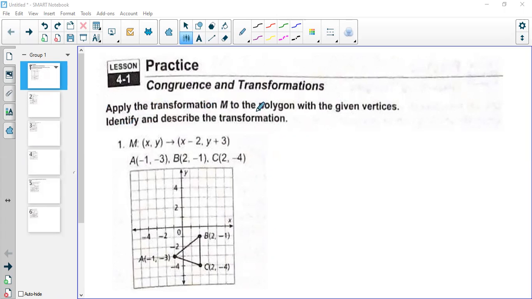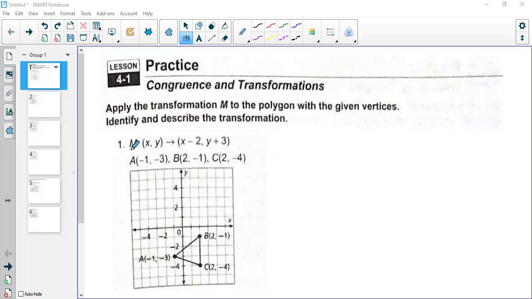Apply the transformation M to the polygon with the given vertices. Identify and describe the transformation. Now, compared to the classwork questions that we have discussed in the previous two videos, these questions are much easier because they have already given you the graph and already graphed the pre-image for you. You just need to find the new coordinates, graph the image, and then say what kind of transformation has taken place. That's all. So we don't need to graph the pre-image, it's already done.